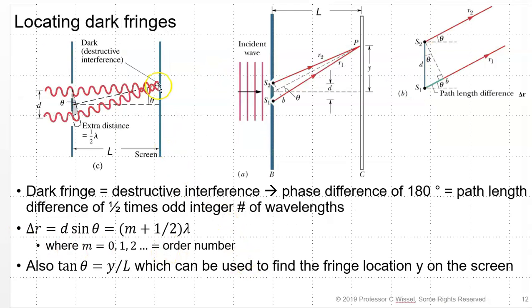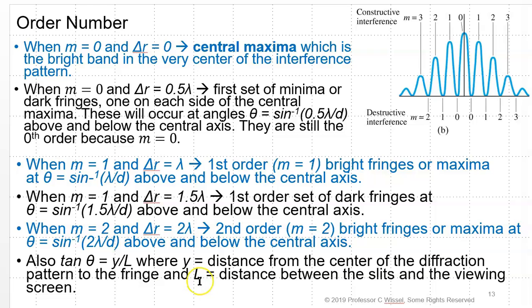Now, dark fringes occur when there's destructive interference. That is, crest meets trough. The phase difference of 180 degrees, the path length difference of 1/2 times an odd integer number of wavelengths. So delta R equals D sine theta as before, but now it equals (M plus 1/2) lambda. And where M will be 0, 1, or 2, that equals the order number. Also, we still have tangent theta equals y over L, and that can be used to find the linear distance away from the central maxima.